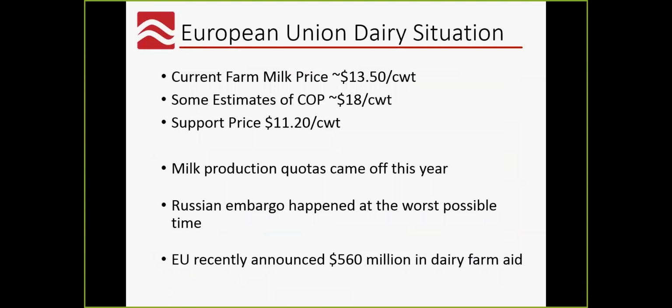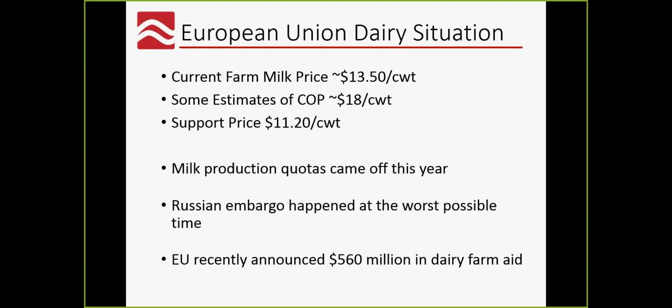So the European Union, I told you, is about $13.50 a hundredweight milk price. The estimates I've seen put the cost of production at 18. So that's losing $4.50 a hundredweight. That's 2009 here also. A lot of people were losing $4.50 back then, if you recall. The support price is $11.20. That's not helping them. Milk production quotas come off, and their milk production is up 2 or 3%. The EU is projecting it to be up 2.1% next year.